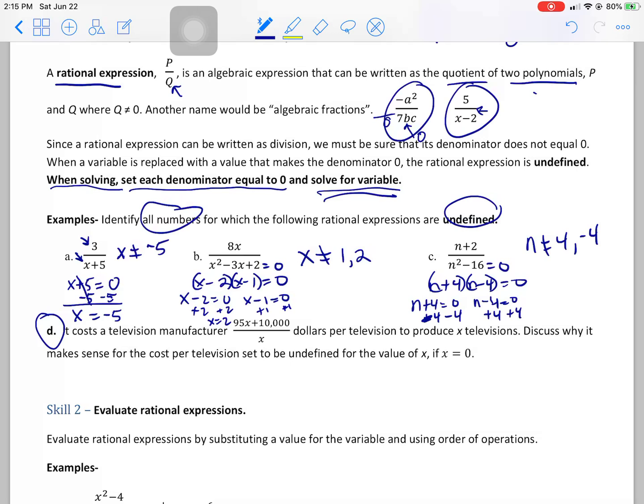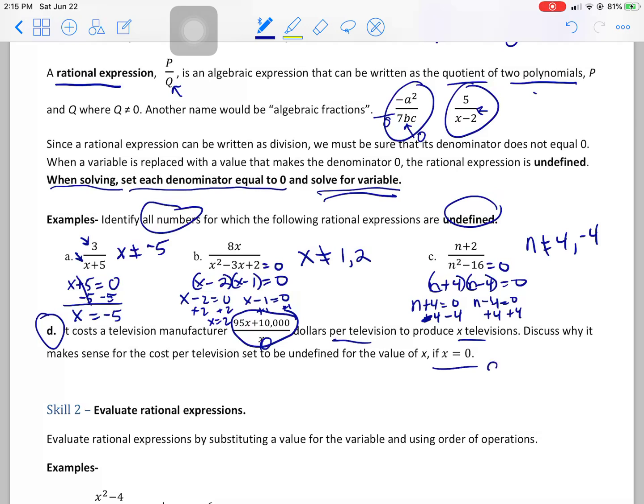All right. It costs a television manufacturer this many dollars per television to produce so many televisions. Right? X is the number of televisions. Discuss why it makes sense for the cost per television to be undefined for the value of x if x equals 0. So in other words, if you're not making any televisions, if x is the number of televisions and it's 0, that would make this expression undefined. And it doesn't matter because you wouldn't be talking about a cost per television if you weren't making any televisions.